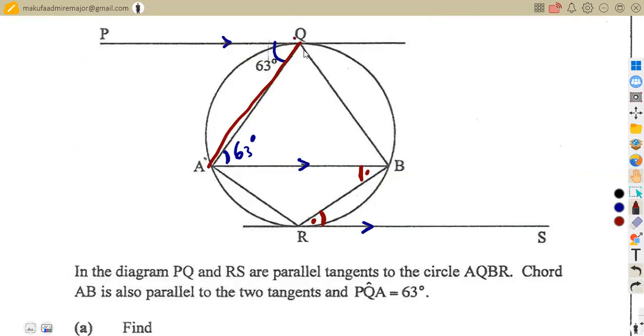This angle is equal to the angle in the opposite segment where the chord AQ is creating an angle at B. So the angle at B is going to be 63 degrees, tan chord, angle between a tangent and a chord. In short, we can just write tan chord, angle between a tangent and a chord. So this angle becomes 63. These are some of the things that you can just fill in before you attempt your questions.